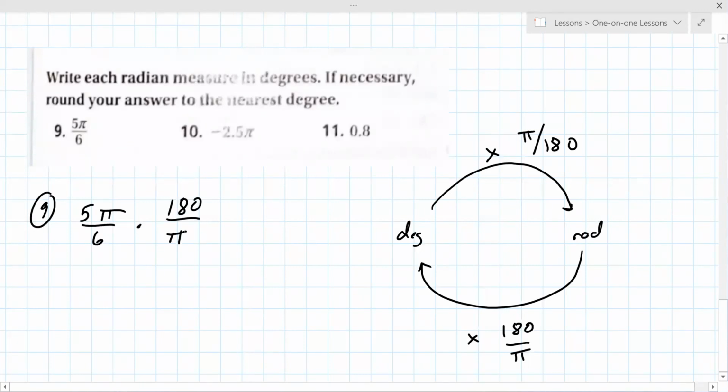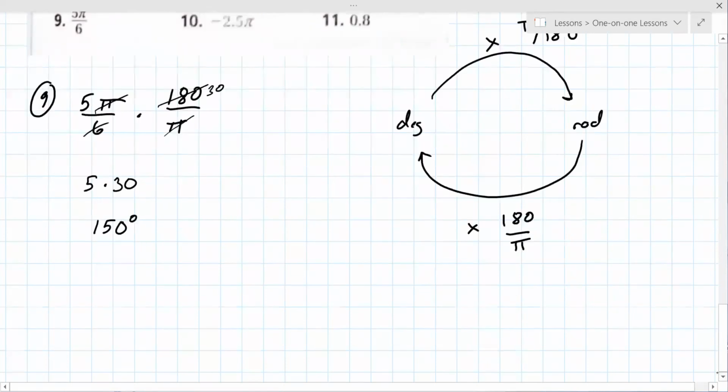Now, a lot of things happen here in terms of cancellations. The pi's cancel. 180 goes into 60 30 times. So you're really left with 5 times 30, which is 150 degrees. That one worked out pretty nicely. Okay, so the next one here, 10.